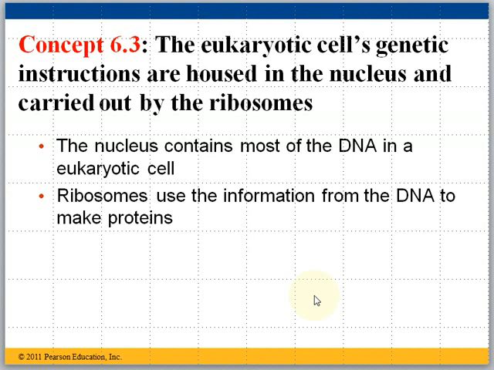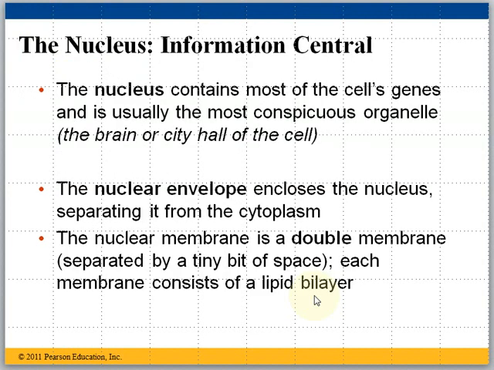So we are going to find that there is some DNA, some genes located in mitochondria and chloroplasts, but for the most part, the instructions are located in the nucleus. The nucleus contains most of the cell's genetic information, and it's usually the first organelle that you see when you look in the microscope. It tends to be fairly large. You could consider this like the brain or city hall of the cell.